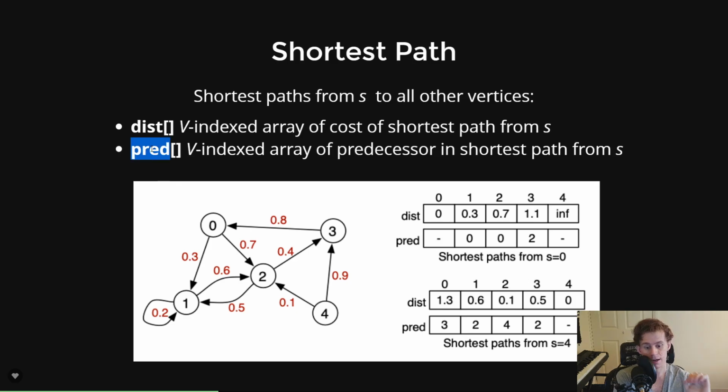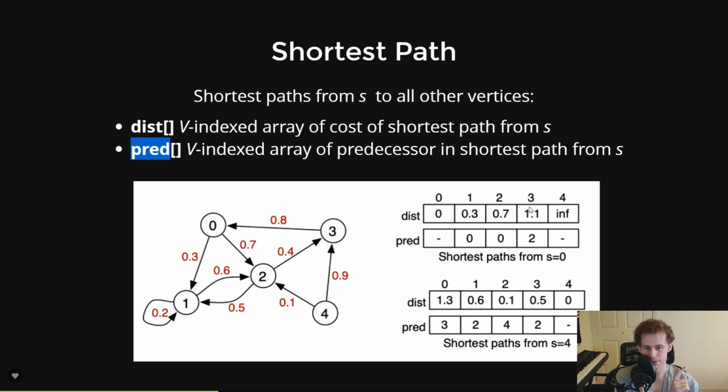Pred is short for predecessor, which means, how did we get here? So for the shortest path, how did I get to this node? So the way I'll explain it is that if you can build out this array, which is what the rest of this lecture is about, then you can say, okay, what's the shortest path from 0 to 3? How long is that path? The answer is 1.1. It's 1.1 cost to get there.